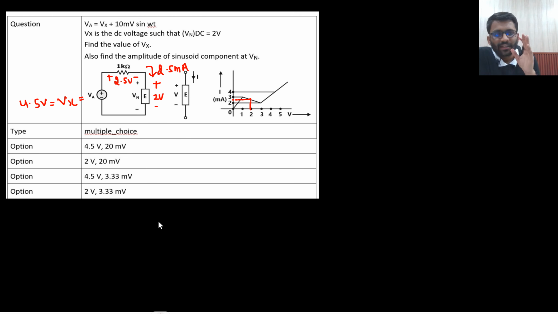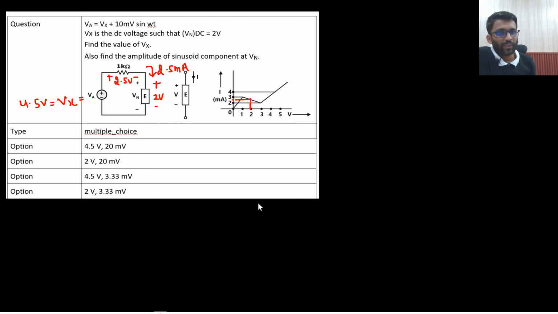So this is the large signal analysis we have done. This question is based on network analysis, you can say, or it is majorly from analog electronics. We found that Vn DC is 2 volt, so at that time it will drive 2.5 milliampere current. That means Vx will be 4.5 volt. Now what they are saying? Also find the amplitude of sinusoid component.